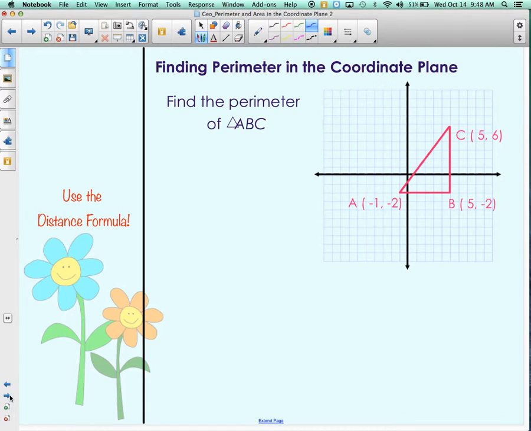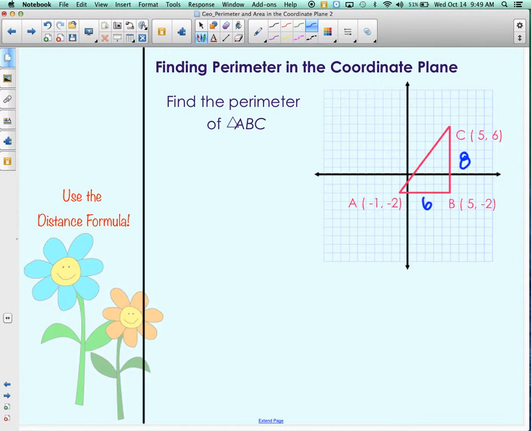Alright, to find the perimeter. Sometimes this is good news because I can count the distance of AB and the distance of CB. Would you agree? Let's do that really quick. From A to B, I've got 1, 2, 3, 4, 5, 6 units. Do you agree? -1 to 5 is 6 units. For CB, 1, 2, 3, 4, 5, 6, 7, 8. 6 to -2 is 8 units.